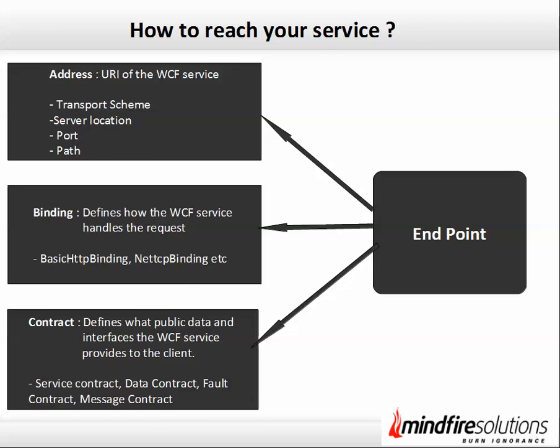So the client needs to know three things: address, binding, and contract. These are known as the ABC of WCF. The address is self-explanatory, the URI where the WCF service is hosted. We need to know exactly where it is hosted, so we can point to that service. The address also tells the transport scheme, like whether from the address you can see it is a net TCP binding or an HTTP address. Based on that we know the transport scheme, the security in that transport scheme, then the port it is using, then the path. This is the address part.